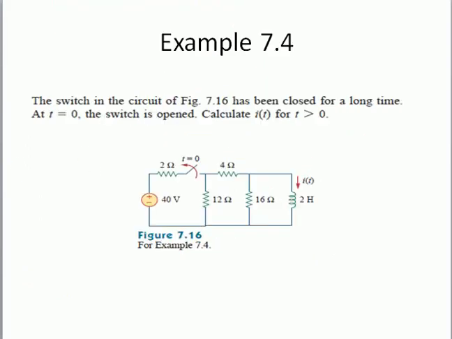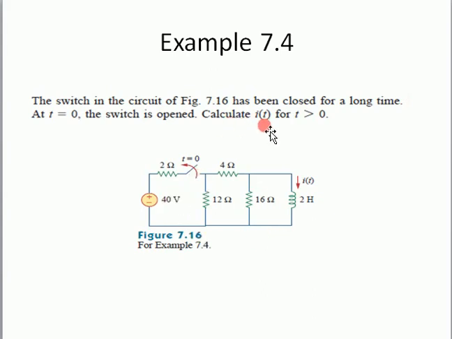Now there is another example, and here in this example the switch in the circuit of this figure has been closed for a long time, and at t equal to 0 the switch is opened. So it means the switch was closed when t is less than 0, and when t is equal to 0 this switch has been opened.